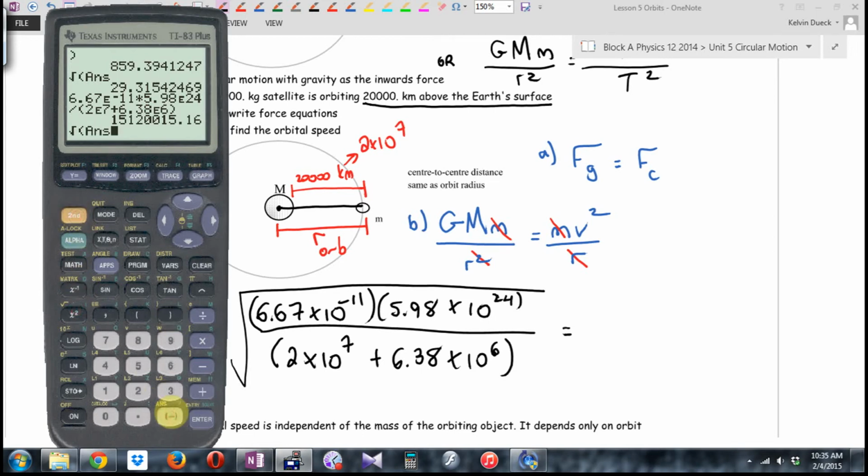Orbital speeds are usually in the thousands of meters per second or in the tens of thousands of meters per second. So there you go. 3,890.